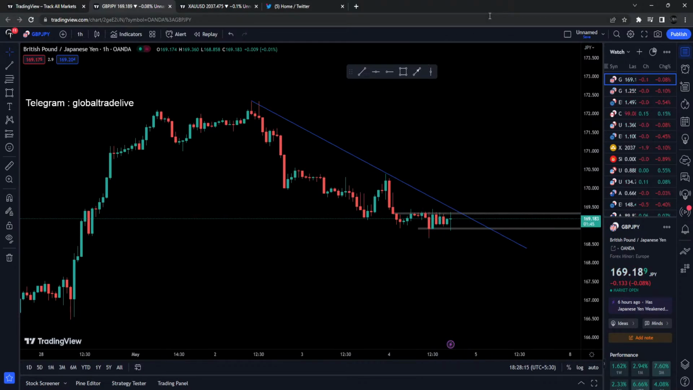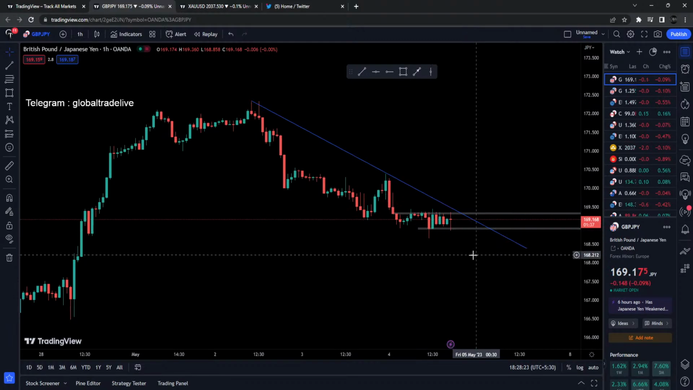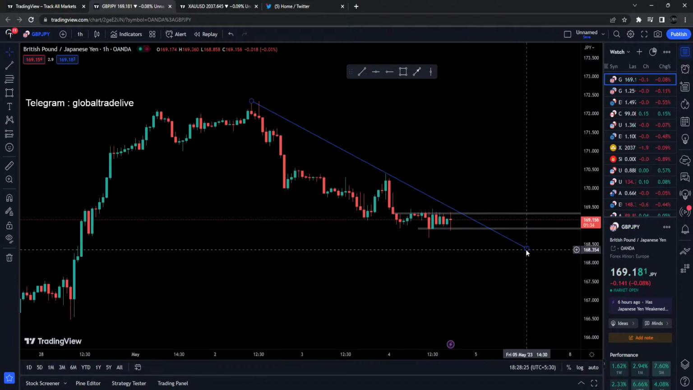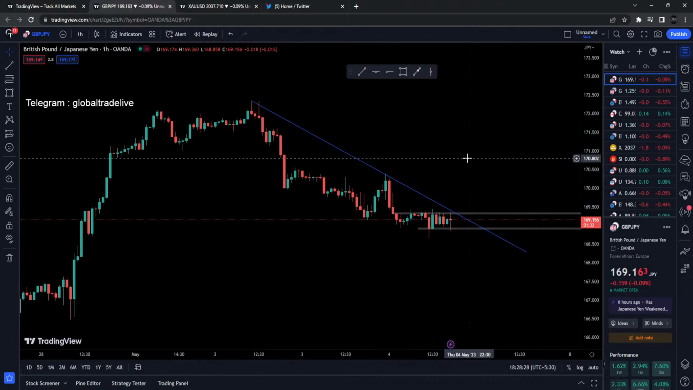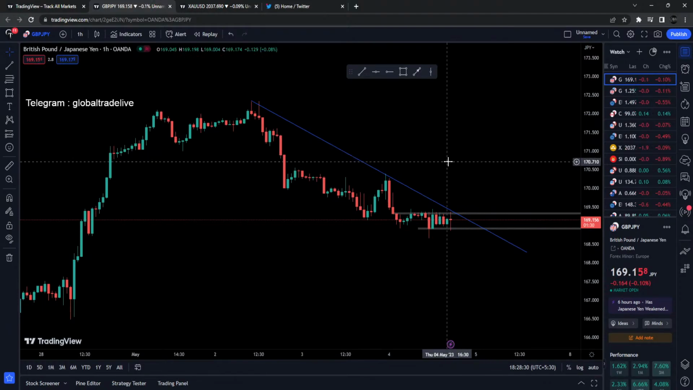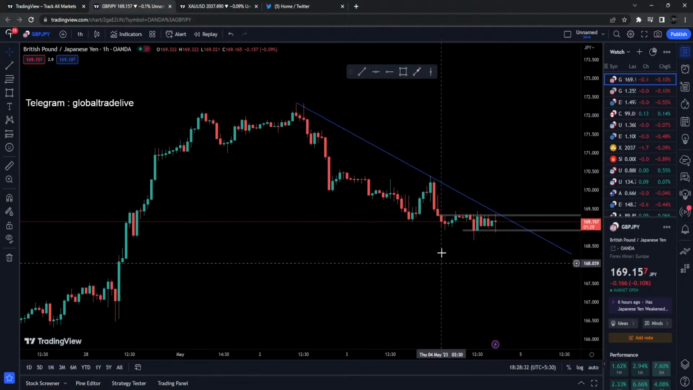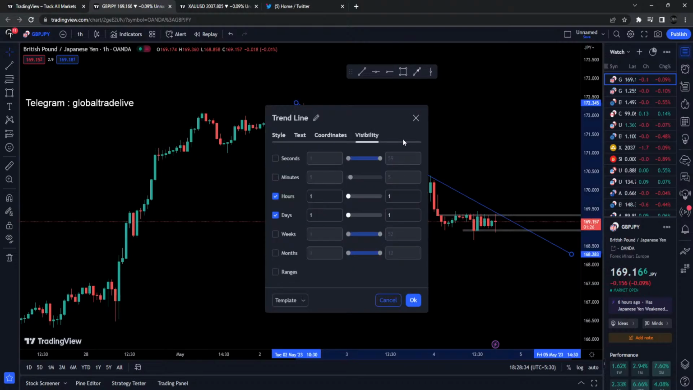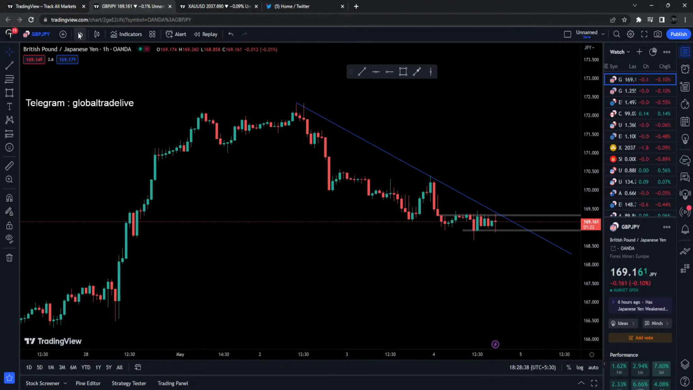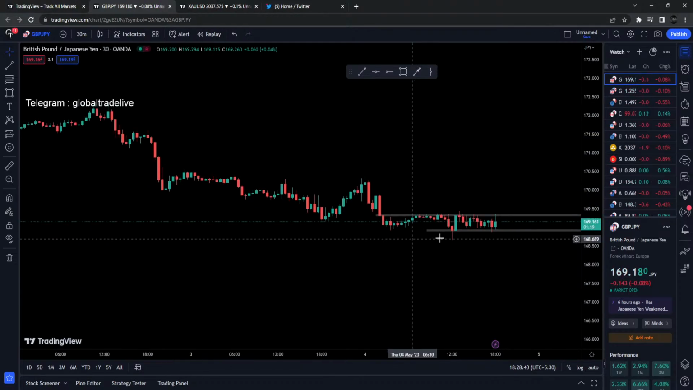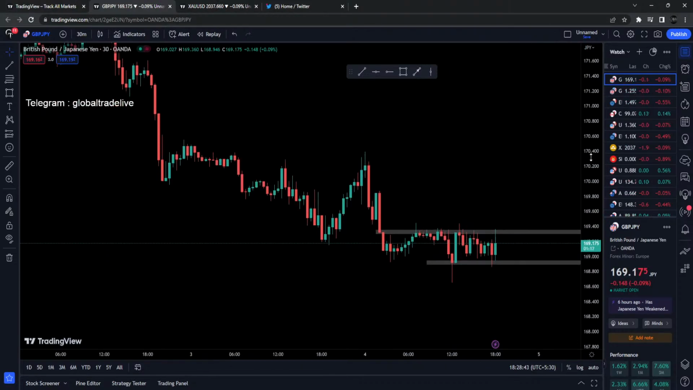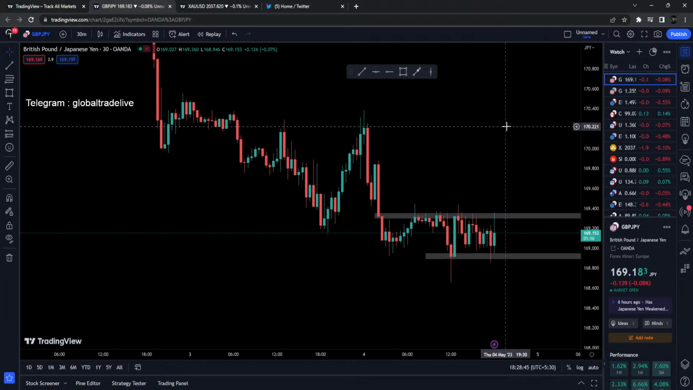If the market stays below this trend line, I'm only going to look for sells, because there is no point in looking for buys if the market is really below the trend line. That would give us false signals and we would be in trouble with fake-out moves. So I'm going to keep this trend line as it is in the 1-hour. I'm going to make some changes in the visibility, and after that I'm going to go to the 30-minute time frame. So let's have a look at the 30-minute time frame.